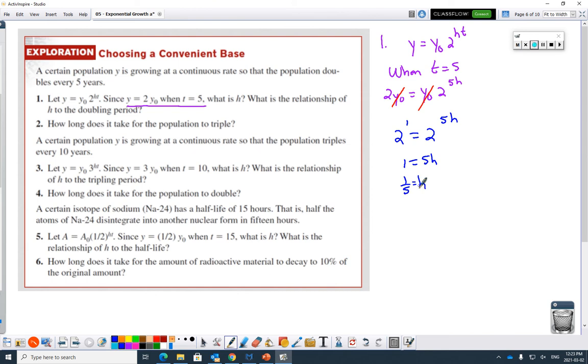This makes for a particularly convenient version of this equation, which you were supposed to see in other courses along the way. That is, if you've got something that has a doubling factor here, you can use the equation y equals y naught 2 to the t over 5.